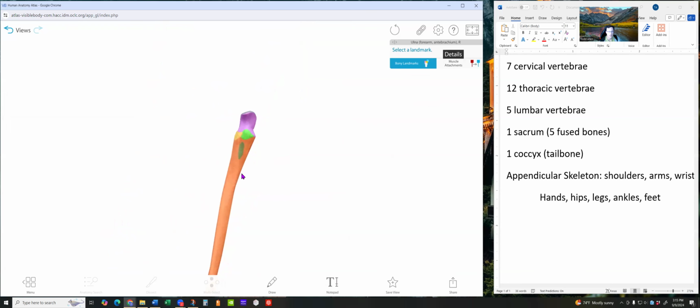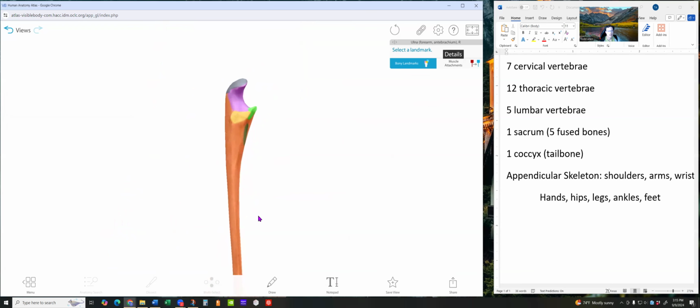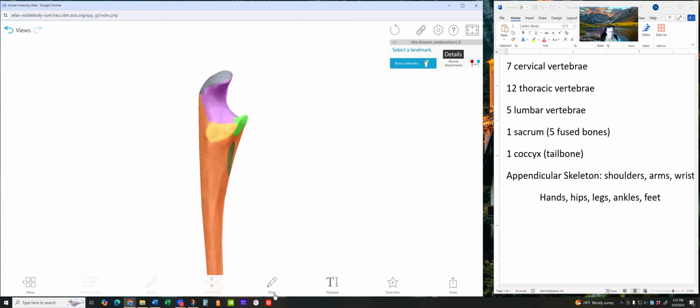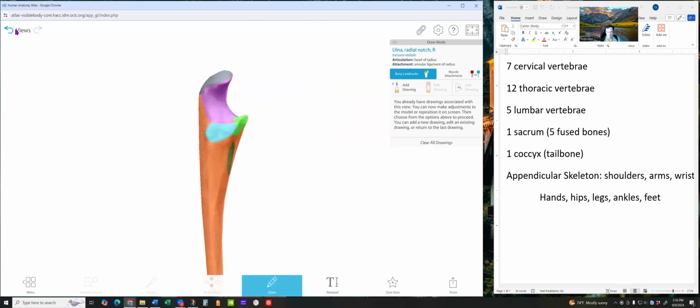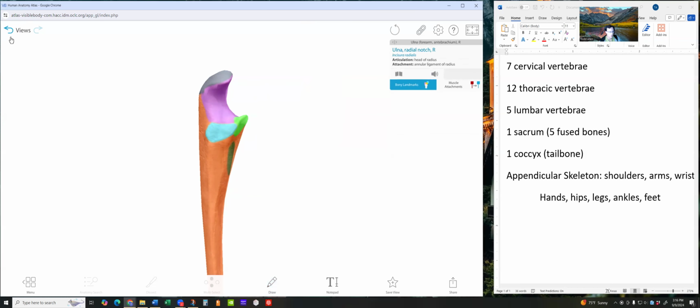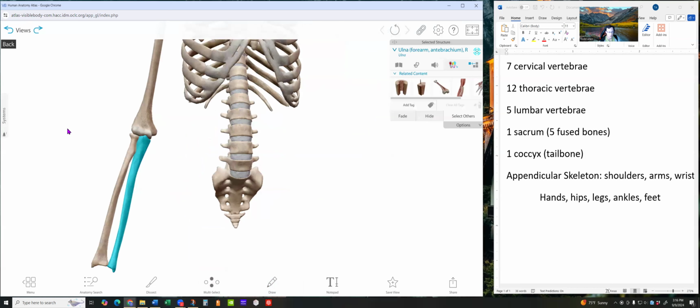Okay. I was asking you on your quiz question about this piece right here, which is color-coded yellow right now, wasn't I? So go ahead and click that if it's up on your software, and you'll see that it in fact is the radial notch. That was the answer to the question. Okay, clear that. And I'm going to go back one click, and here we go.